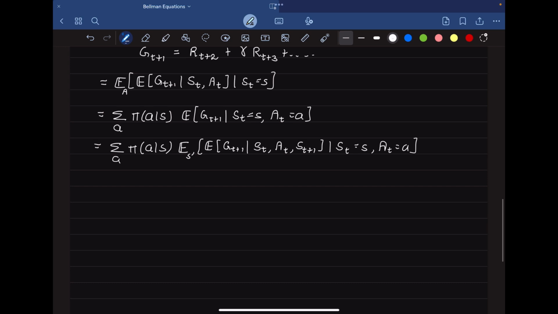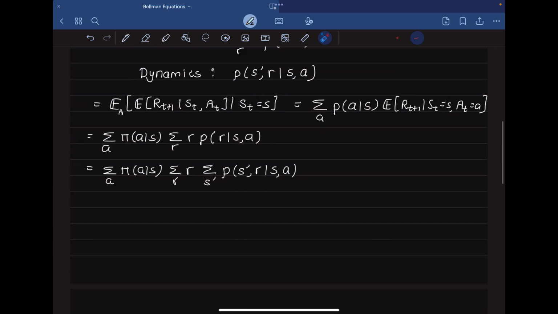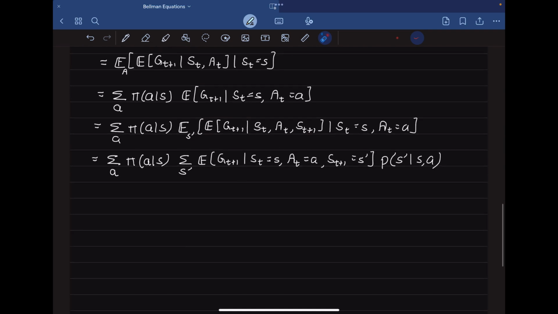So now this will be equal to summation over all the actions, probability of choosing this action given the state. This is summation over all the possible next states, and this will be expectation of gt plus 1 given that st is equal to s, at is equal to a, and st plus 1 is equal to s prime, multiplied by the probability that you land in the state s prime given that your starting state was s and you took the action a. And you see again we have landed one step closer to the dynamics function that we had over here, because we now have conditioned it on the previous state and the previous action. And so now this is again a form of the marginal PDF, and so that will be solvable, right?